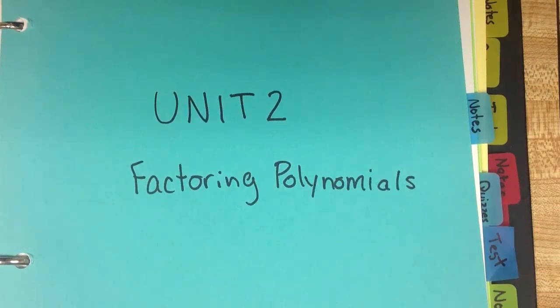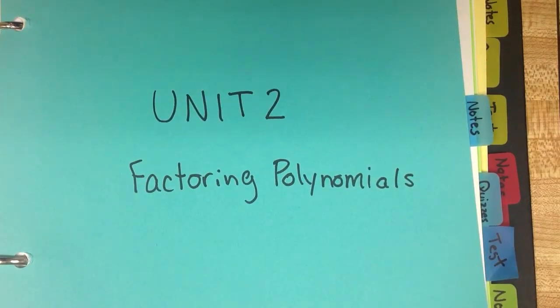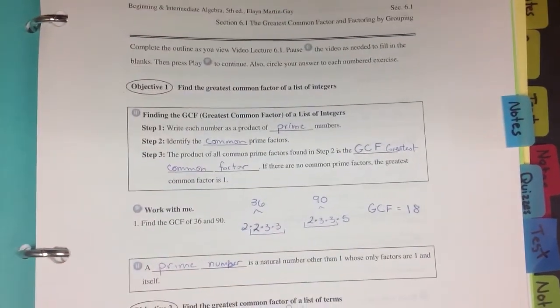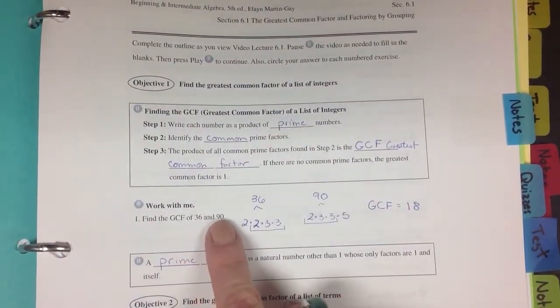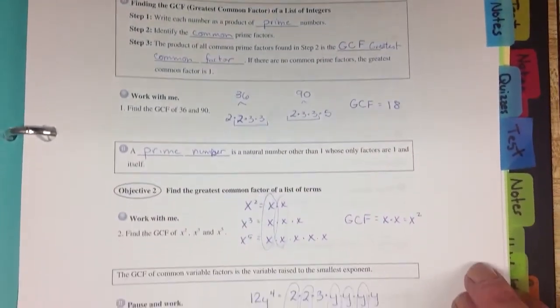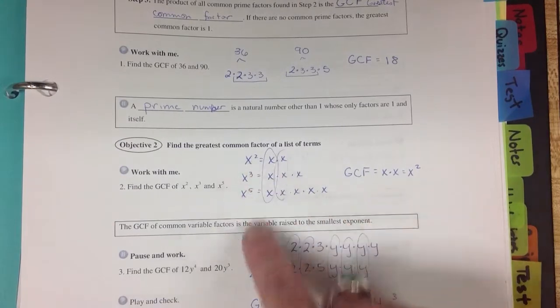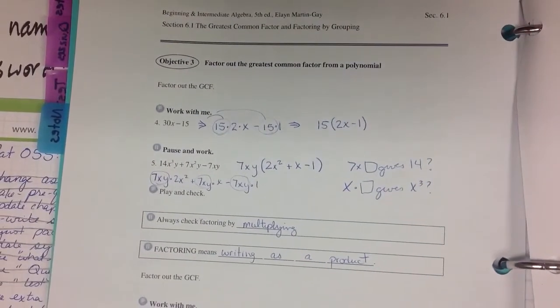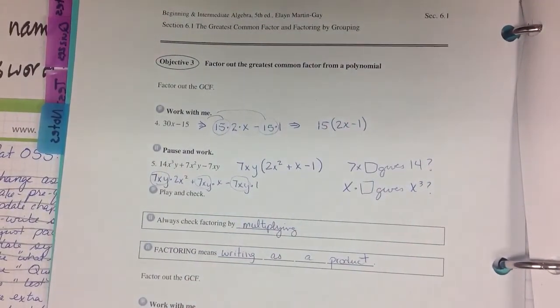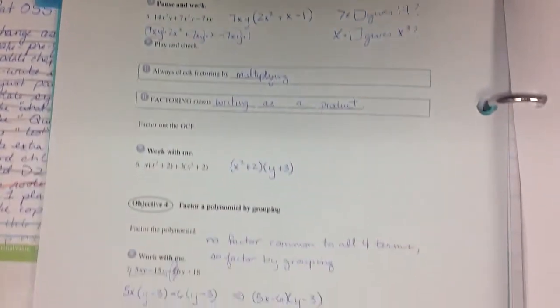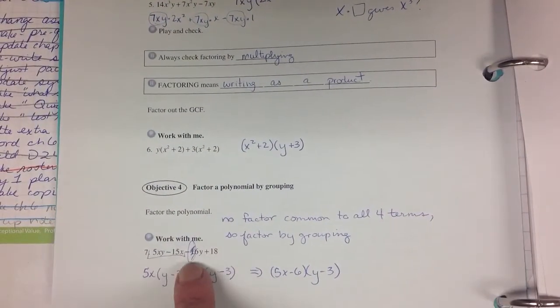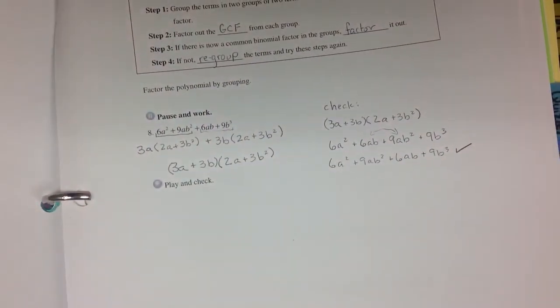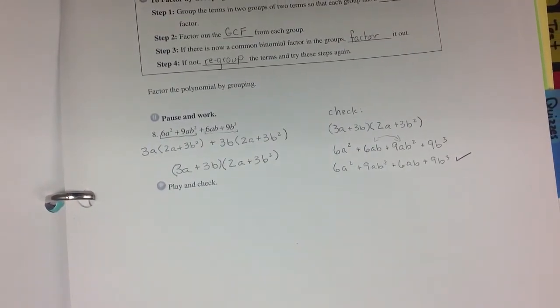In the section 6.1 videos that you watched on MyMathLab, you learned about greatest common factor. First, finding the greatest common factor for a list of integers, also finding greatest common factors for algebraic terms, and then eventually finding greatest common factors in a polynomial, factoring out the greatest common factor from a polynomial, or factoring out two different greatest common factors by grouping polynomials into smaller groups of terms and then taking out their greatest common factor.